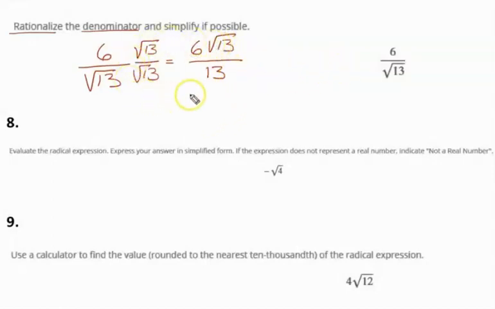So they gave us sort of an easy one. But this one is super easy. What would this be? Well, this is negative square root of 4. Square root of 4 is 2, so it's negative 2. So that's a real easy one here.